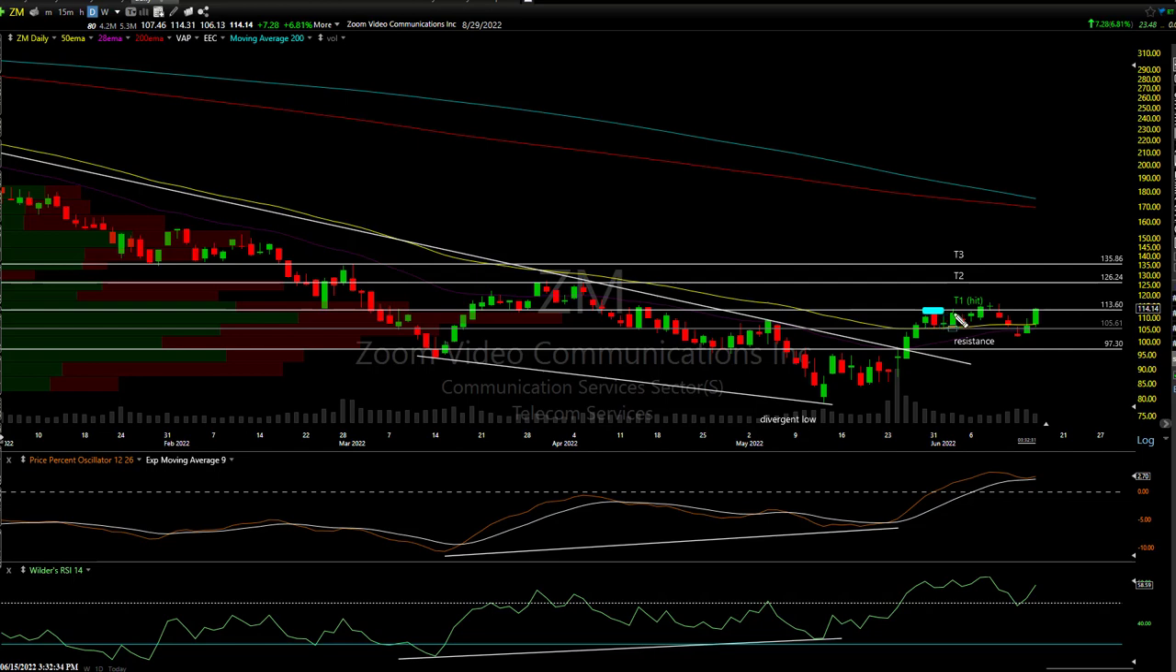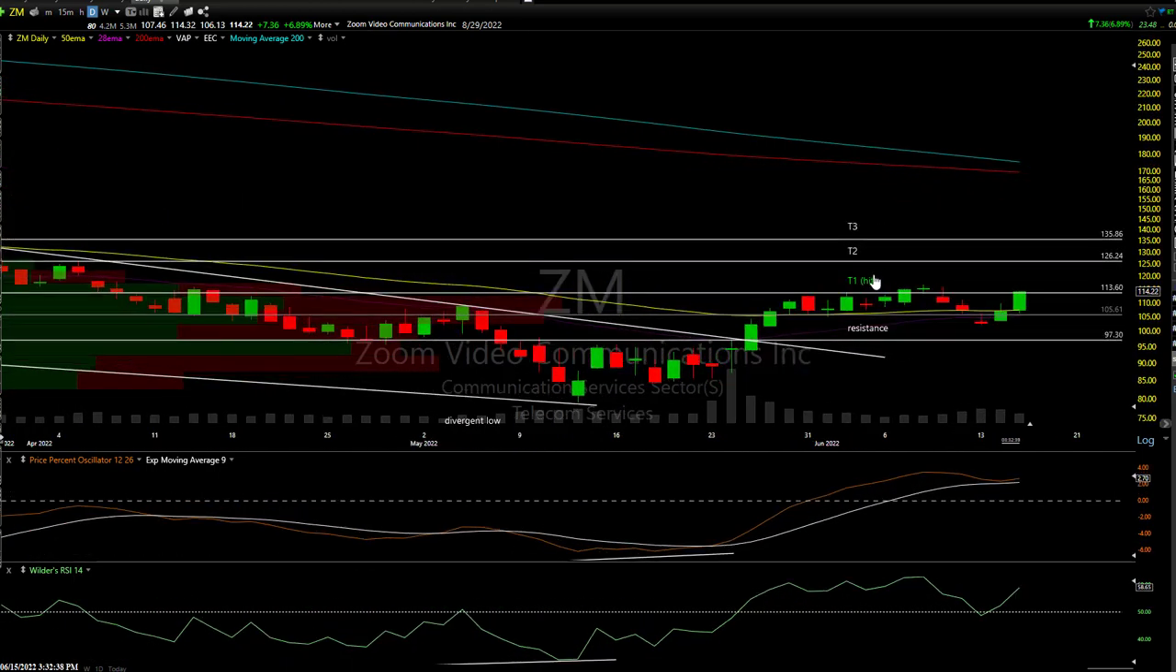And look at that, we hit the first target, and this is what I talk about. Why I list multiple targets. Each level is where a reaction is likely. This reaction came despite that big drop we just had in the last week or so in the stock market with those big gaps. Zoom held up relatively well.